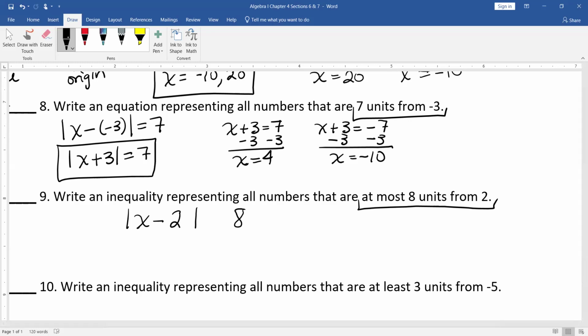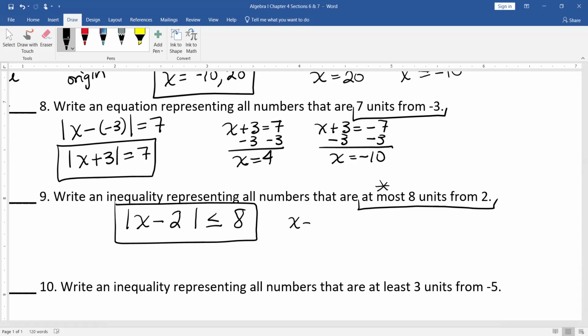So it's telling us that we want all the numbers that are at most 8 units from 2. So we do have an equals to, but that means that they all have to be less than or equal to 8. So that's where we have to be really careful about which inequality symbol we use. So now that we have that, that's part of our solution, or what we're being asked to find. So now let's solve it.